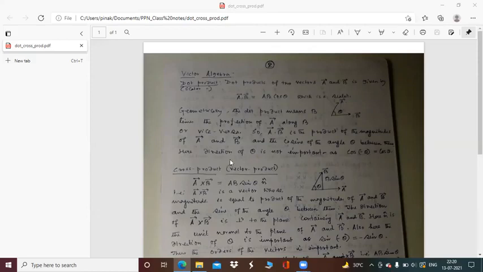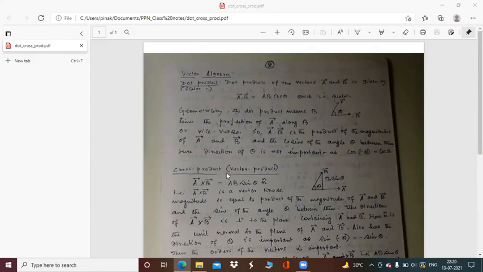So what is theta here? Theta, as we have defined, is the angle between a bar and b bar. Here, the direction of theta is not important, as cos of minus theta is equal to cos theta.